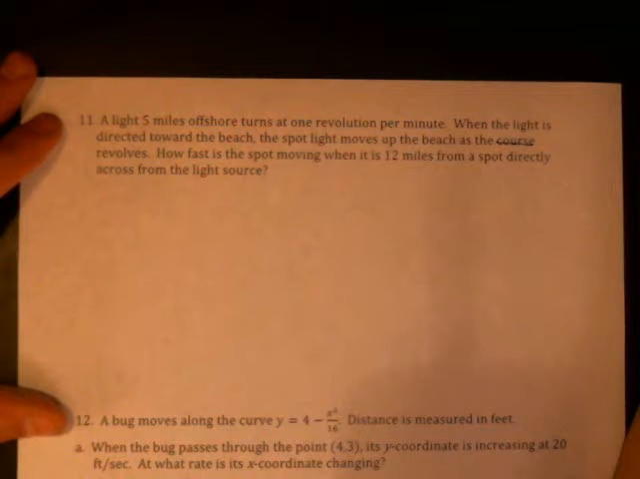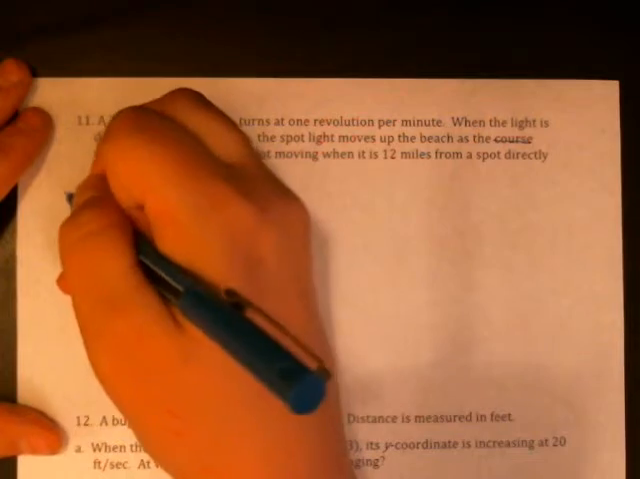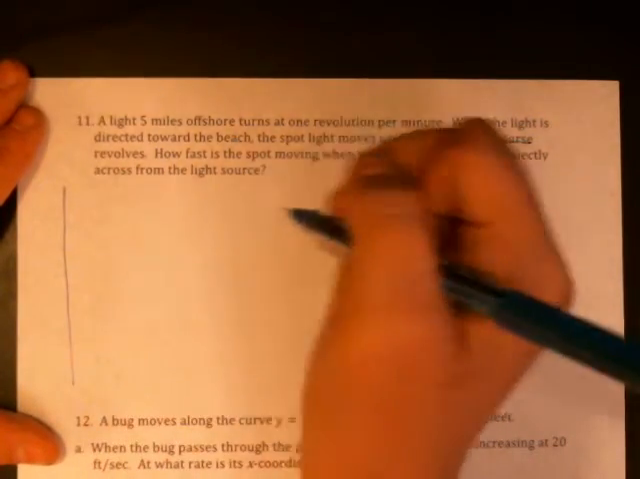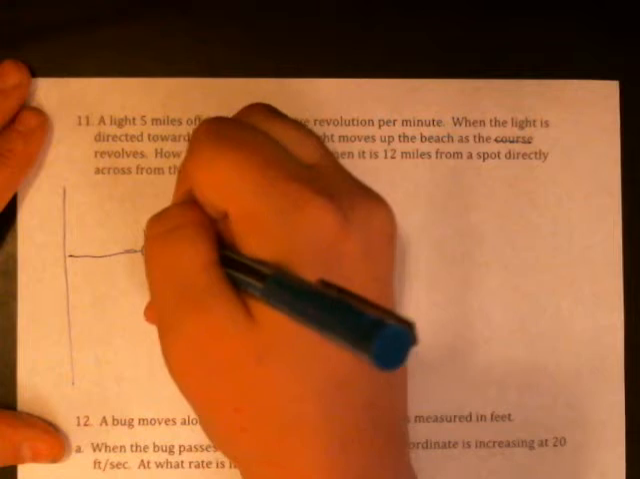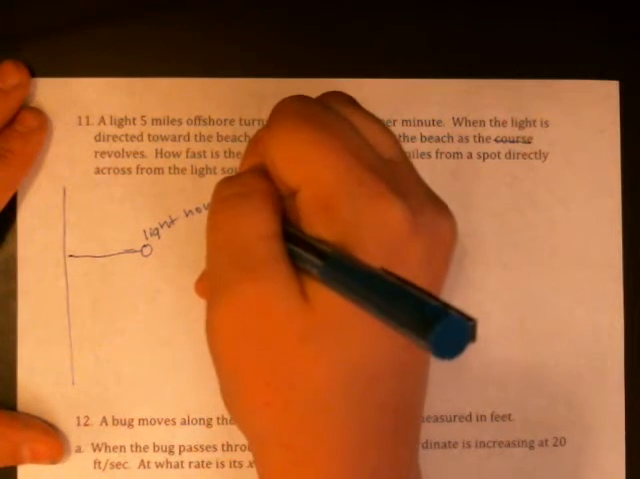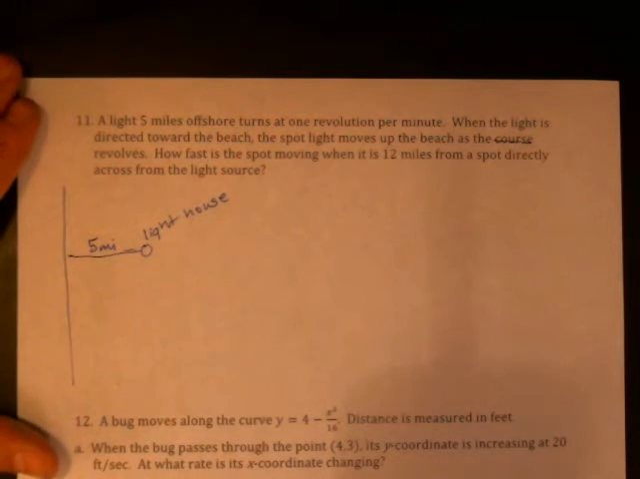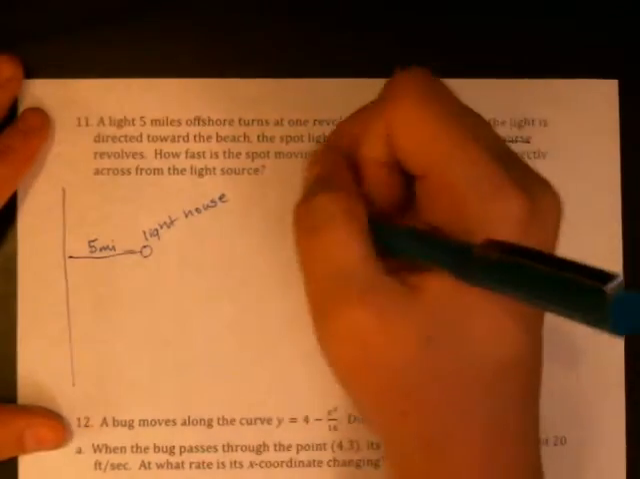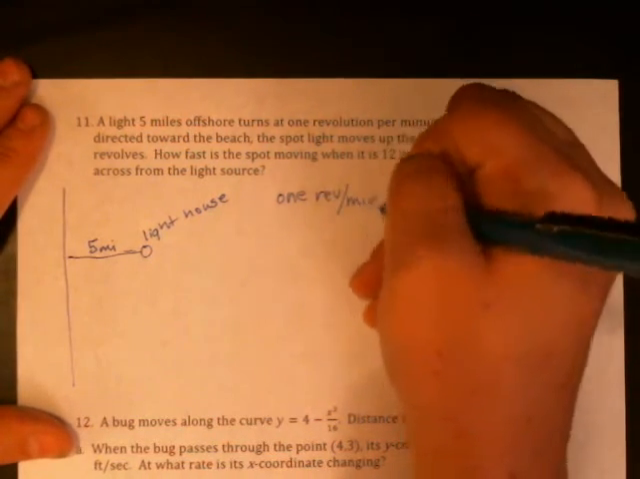We want to know how fast the spot is moving when it's 12 miles from the point directly across from the light source. Sorry, this one has awkward wording, but I will give you a picture. Let's say this is the shoreline, and we have a lighthouse that's 5 miles offshore. So this is our lighthouse, and it isn't moving, so I'm going to label that 5 miles as fixed.